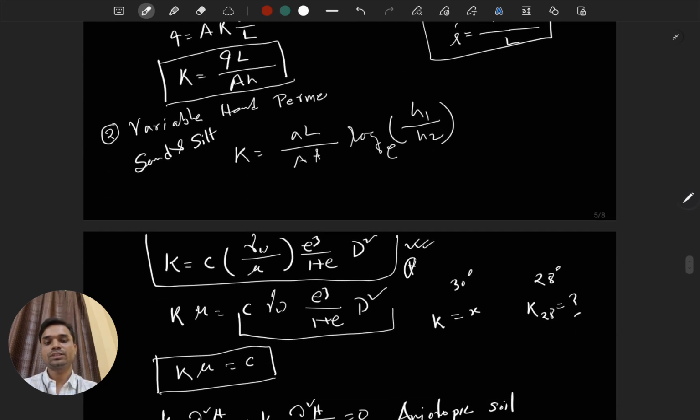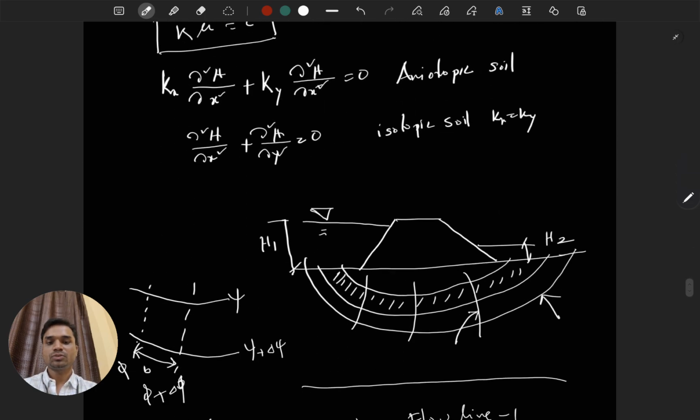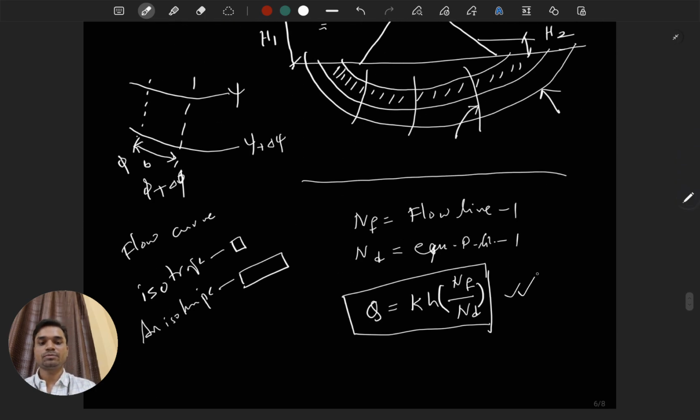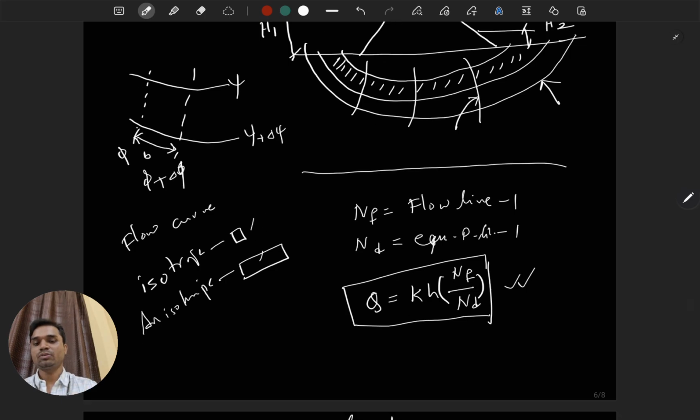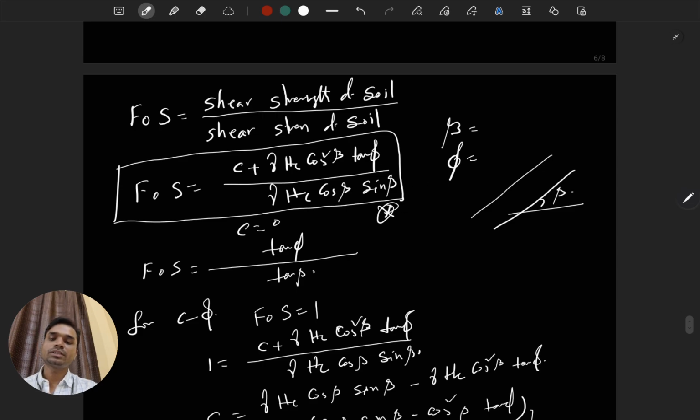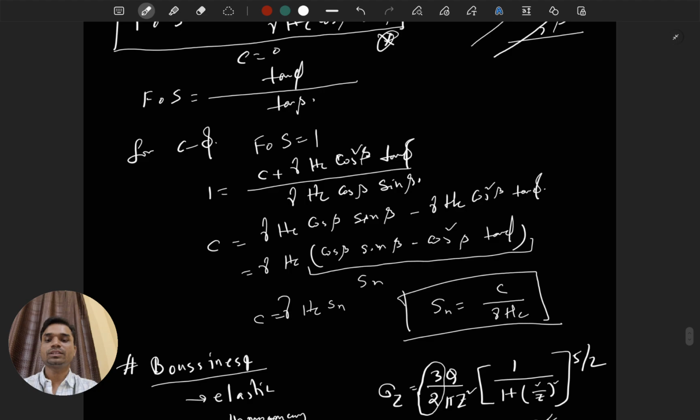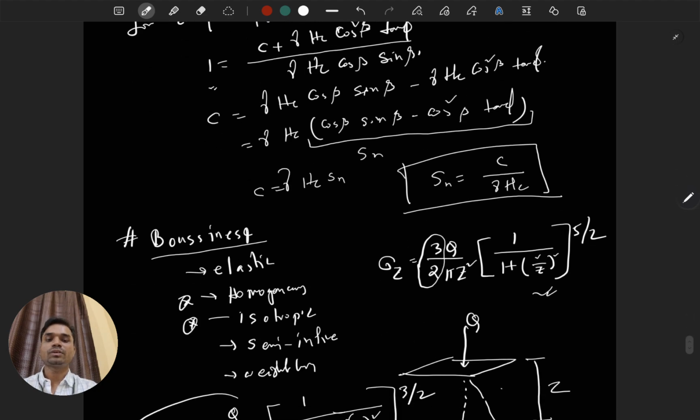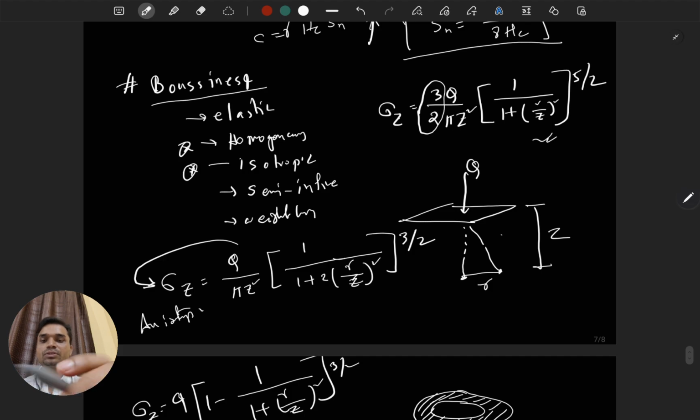This equation is once again one of the most important equations. So Nf by Nd: q equals k h Nf by Nd. This is the flow net. For isotropic it is square, for anisotropic it is rectangular. By remembering this equation only, the entire stability of slope chapter is completed, because whenever there is a critical condition this becomes 1, and you will find the Sn value. This is an important question, appearing in every alternate year in the GATE examination, and the Boussinesq equation assumptions are important as I highlighted.